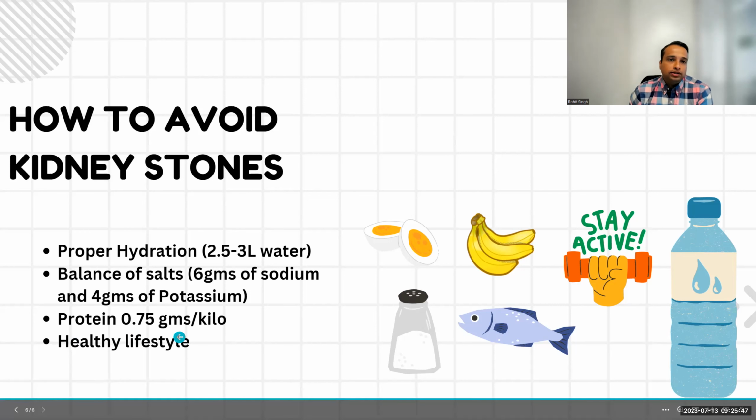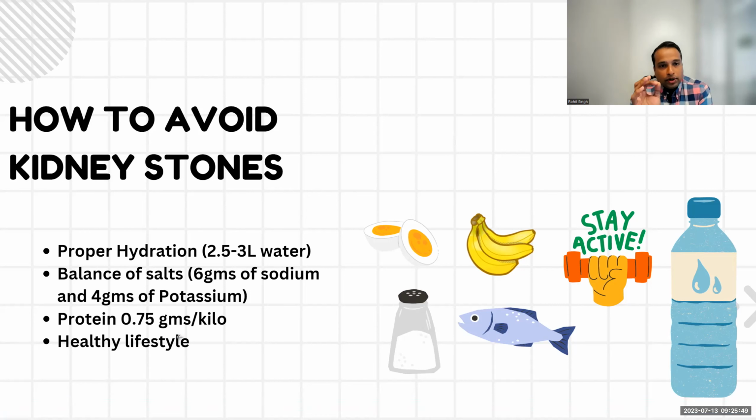Next is proteins. Now, remember, what you need is 0.75 grams of protein per kilo of your body weight. Okay. You don't need so much of that. Even if you're below that, you're fine. You're going to be okay. But that's the minimum requirement to keep a proper amount of protein.